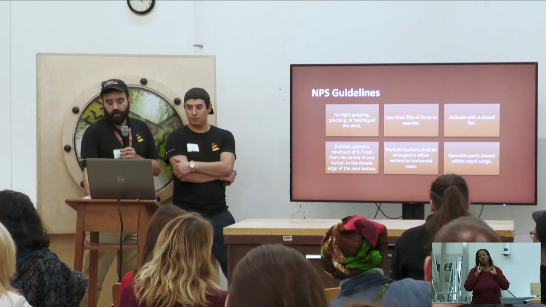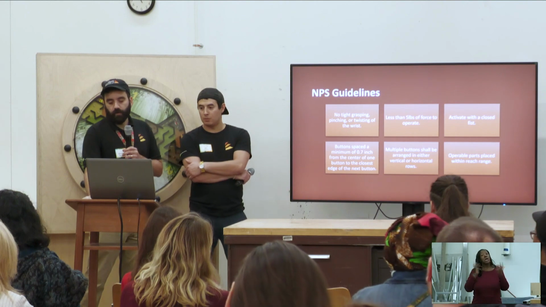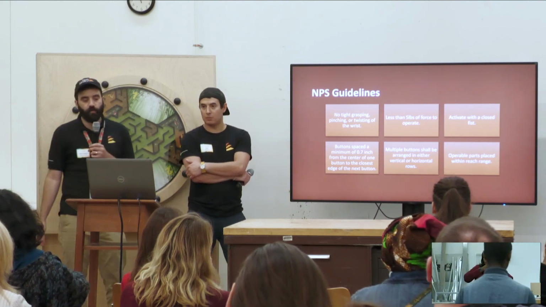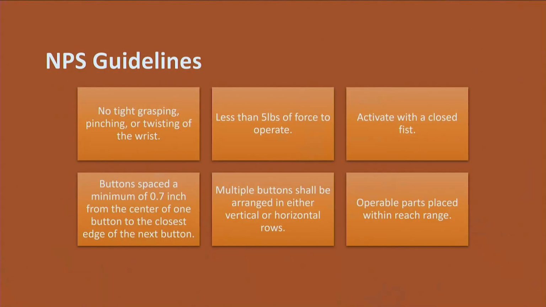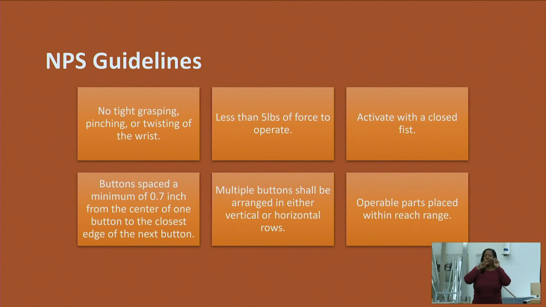Compliance with accessibility standards, careful environmental consideration, and comprehensive life cycle cost assessments are things that we aim for when designing our interactives. And here are some of the guidelines they have, for instance, using less than 5 pounds of force to operate. That's very important, and 5 pounds is a lot less than you think it is.